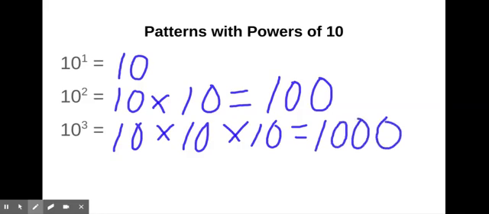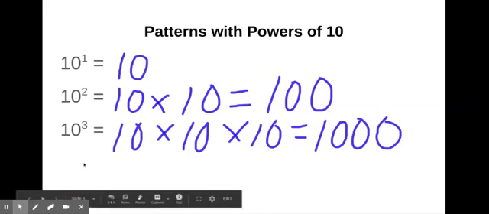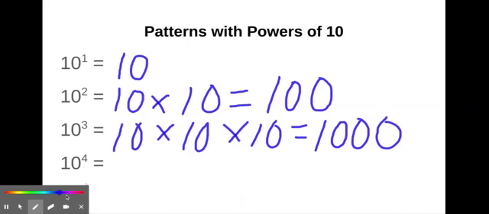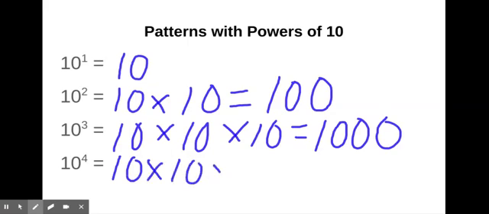Do you see the pattern yet? Let's try one more and see if you can spot it. So take a close look at your exponents and at our final answers. Let's try 10 to the fourth power. We know that that means we're multiplying tens, and that exponent tells us that we need 4 tens. So I'm going to multiply 10 times 10 times 10 times 10.